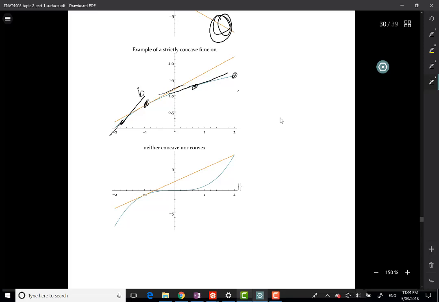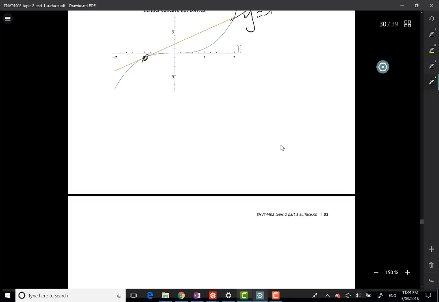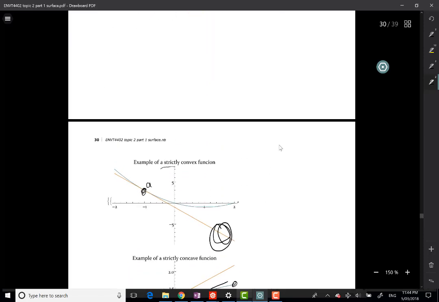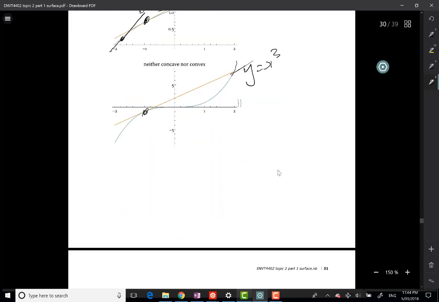and it still applies. And then we come on to this function, which is actually y is equal to x cubed, and that's neither concave nor convex because the tangent line lies above the function there, and it's about to lie below the function as it's projected out in that direction. So that defines convex, concave, and neither.